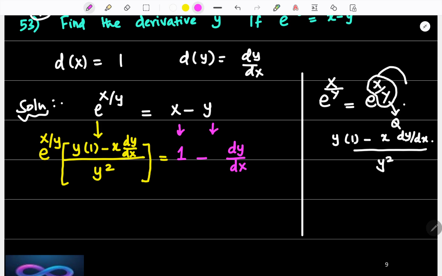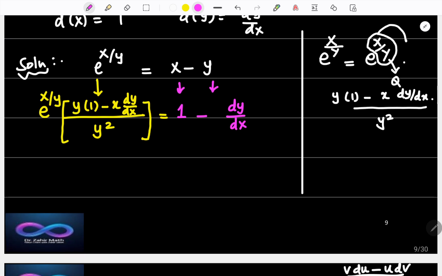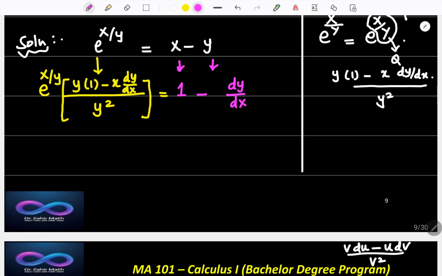Clear, all of you? Right. Now slowly you have to simplify. You have to find the value of what? y dash. What is y dash? y dash means dy by dx. So collect all dy by dx on one side, remaining on the other side. So slowly you multiply e power x by y, multiplied by y minus x times dy by dx.